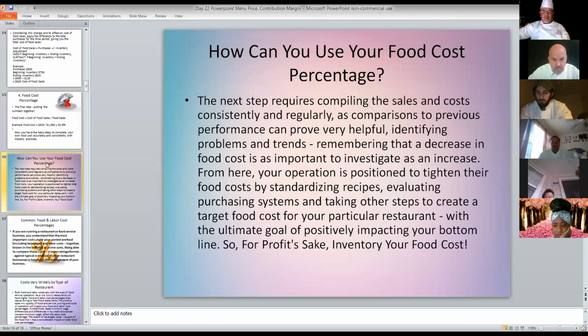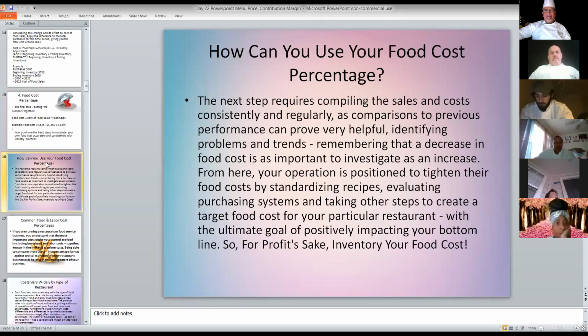How you can use a food cost percentage? The next step requires compiling the sales and costs consistently and regularly, as comparisons to previous performance can prove very helpful in identifying problems and trends. Remember that a decrease in food costs is as important to investigate as an increase.